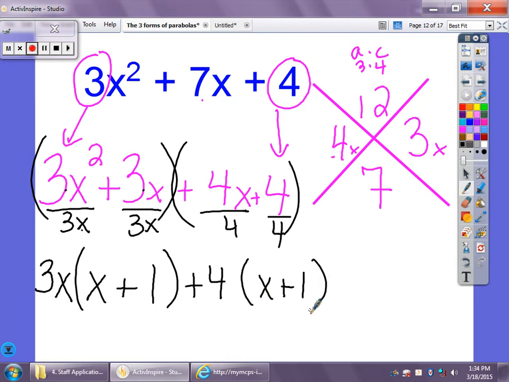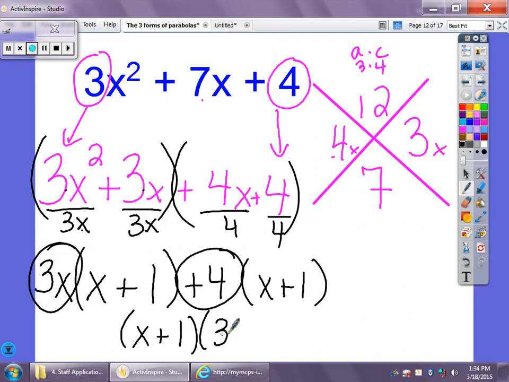I do my happy dance because my parentheses match. My matching parentheses are (x plus 1). My outsiders are (3x plus 4). Making the factored form (x plus 1) times (3x plus 4). I went from standard to factored.